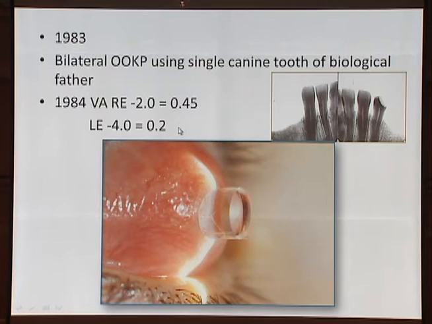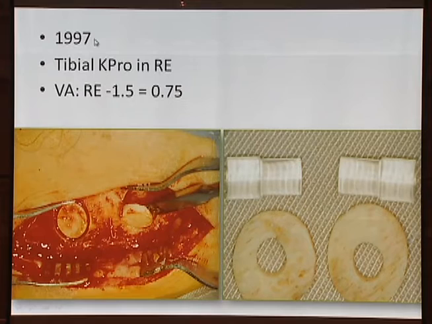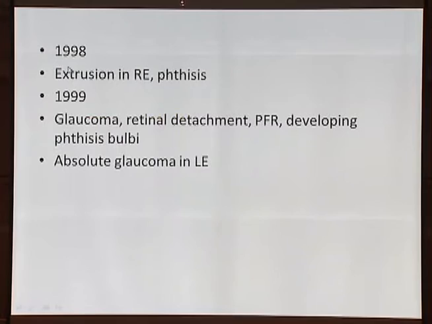But a few years later, there was beginning prosthesis extrusion in the right eye, which then completely extruded, and also not only in the right eye, but also in the left eye. And then in 1987, when he had already developed the technique of tibial bone K-Pro, that's what he decided to do in the right eye, and this is the visual acuity achieved by the patient. However, there was extrusion and it ended up in thysis. The patient had glaucoma, retinal detachment, and developing thysis on the other side, and unfortunately lost the eye to absolute glaucoma.